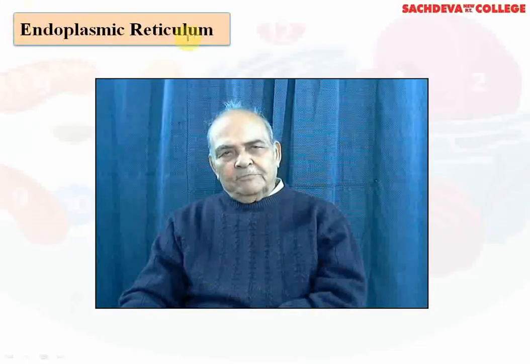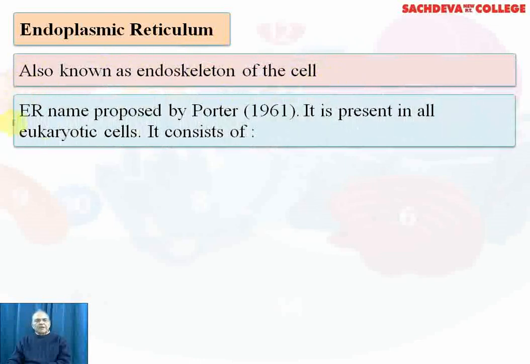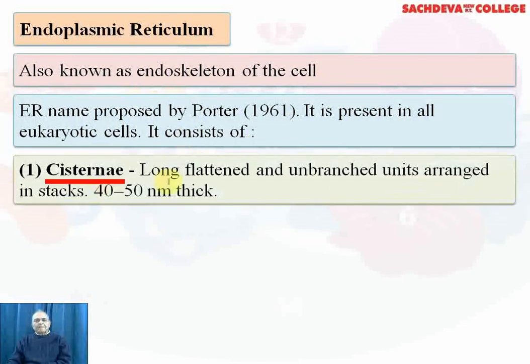Endoplasmic reticulum, the next organelle, also known as the endoskeleton of the cell. The name ER was given by Porter in 1961. It is present in all eukaryotic cells and it consists of: A. Cisternae, long, flattened and unbranched units arranged in stacks 40 to 50 nanometers thick.